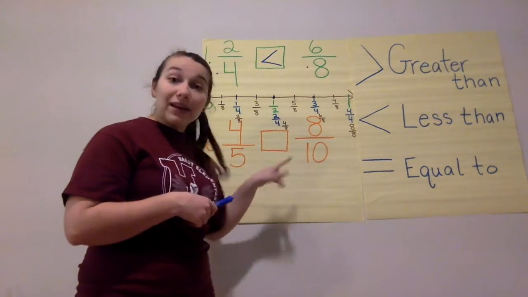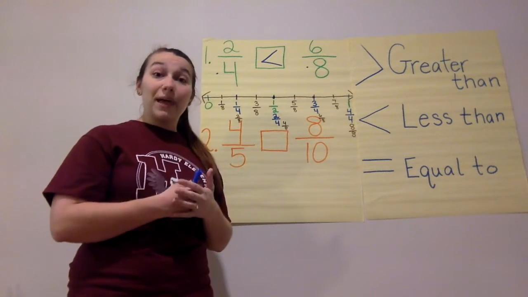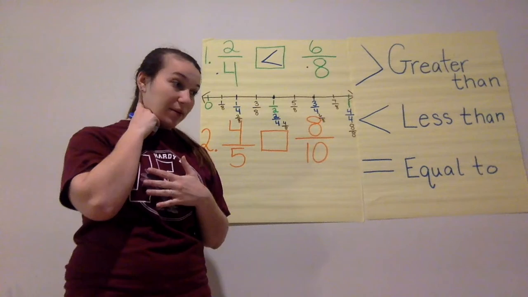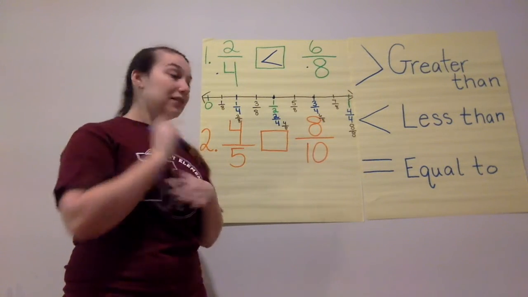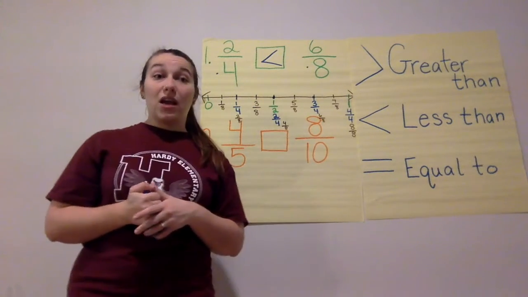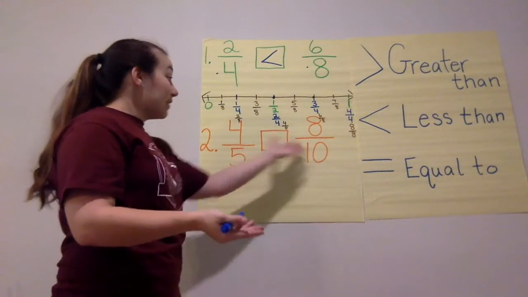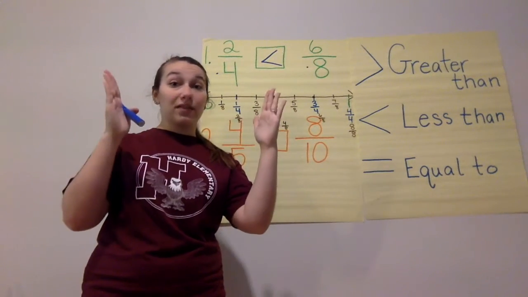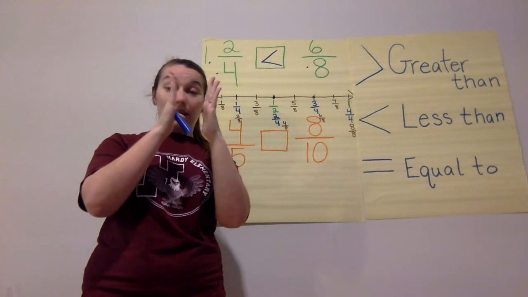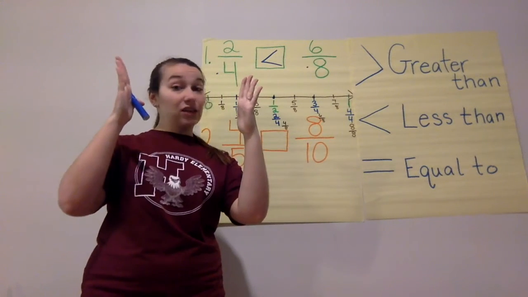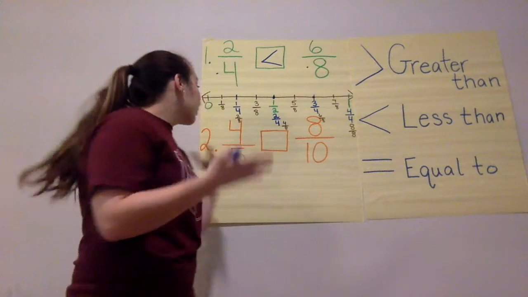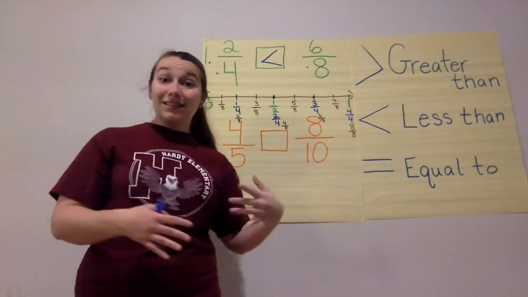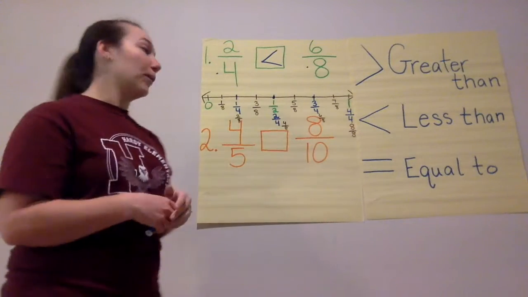Whenever we are comparing numbers, we need to compare with the same denominator. We need to compare with the what? Same denominator. Very good. We can't compare 5s and 10s because 5s are going to be much bigger than 10s. 10s are going to be small like this. 5s are going to be much bigger. So it's going to be really hard to figure out which one of these is closer to 1 whole.